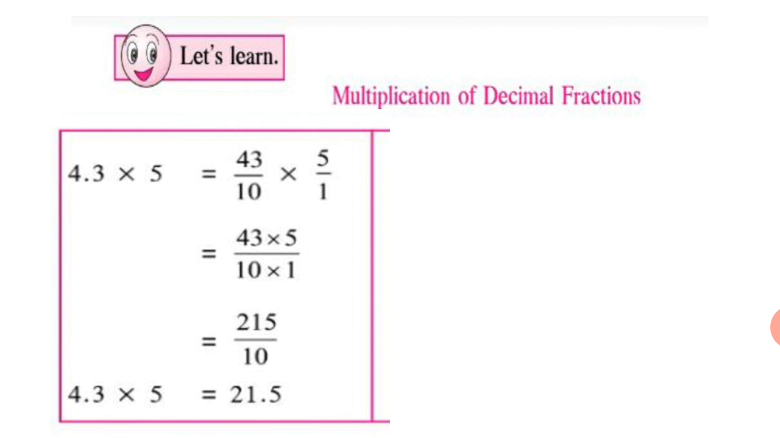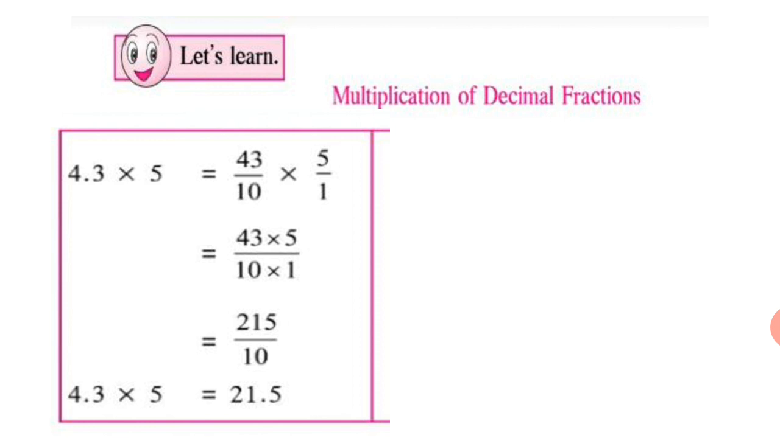So 4.3 is equal to 43 upon 10. One place after decimal point is there. So we take upon 10, 1 and 1 0. One digit after decimal point, so denominator will be 1 0. So 43 upon 10 into 5. We write 5 as 5 upon 1, since there is no denominator, we take upon 1.